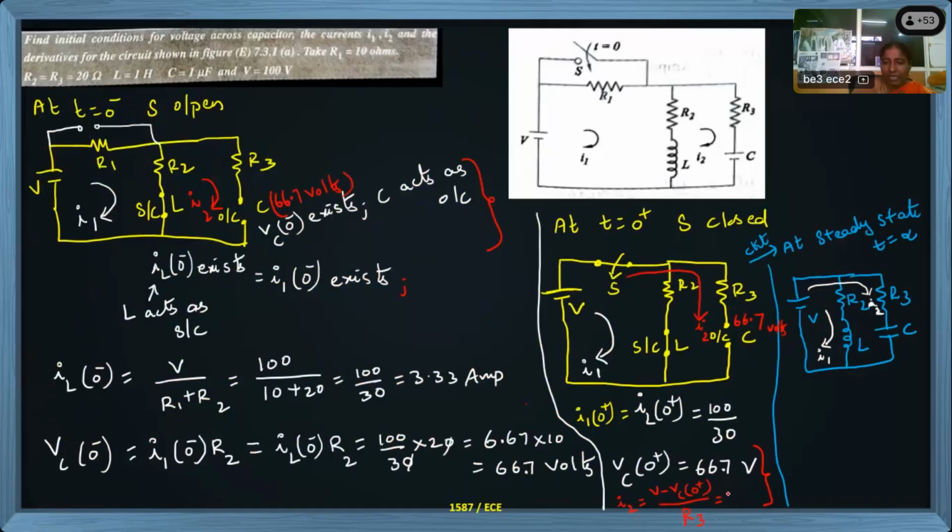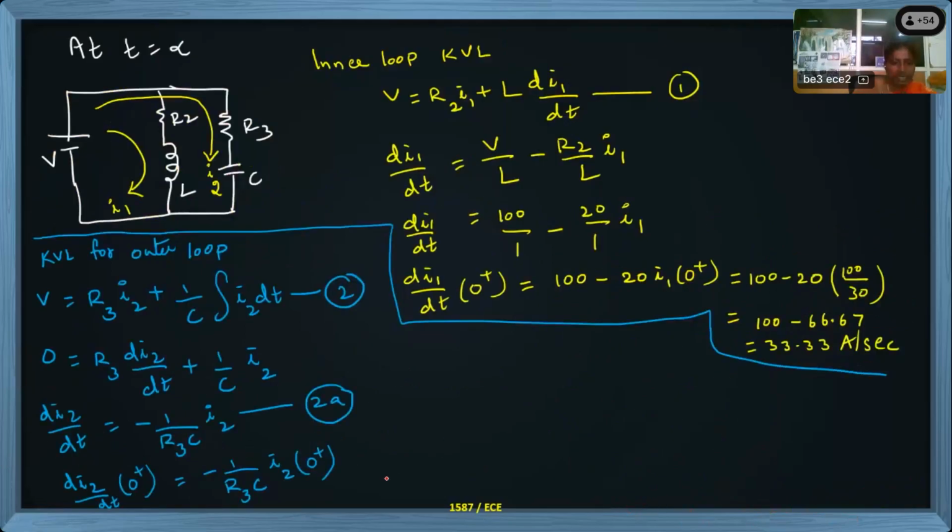So V value 100 minus this Vc value 66.7 divided by R3 value given in the question, which is 20. So this becomes 33.33 divided by 20 is the I2 value at 0 plus. At t equal to 0 plus, this is the current in the second loop. So that current I have to take here: minus 1 by R3C into 33.33 by 20.